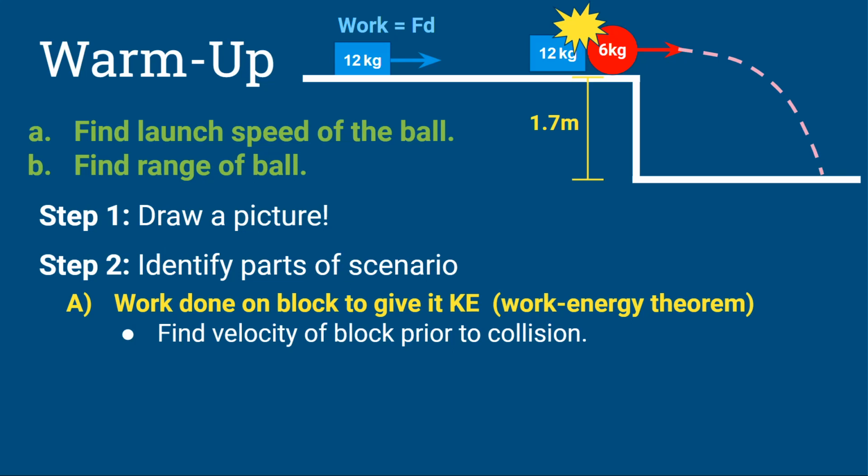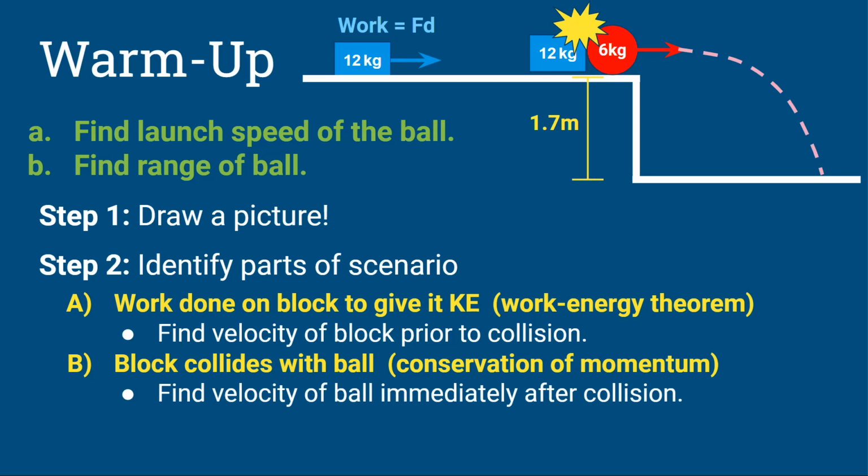Those parts are, as I just mentioned, the work done on the block to give it kinetic energy. It says that there's a force applied for a certain distance to get it to move. That's our work energy theorem, and we can use that to find how fast it's going after that push and before the collision. After that work is done, how fast is it going? It's going to be going that speed when it hits the other object because the platform's frictionless, so there's nothing else that would be slowing it down.